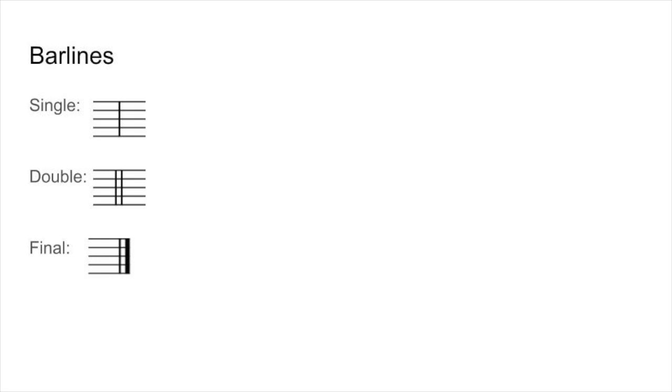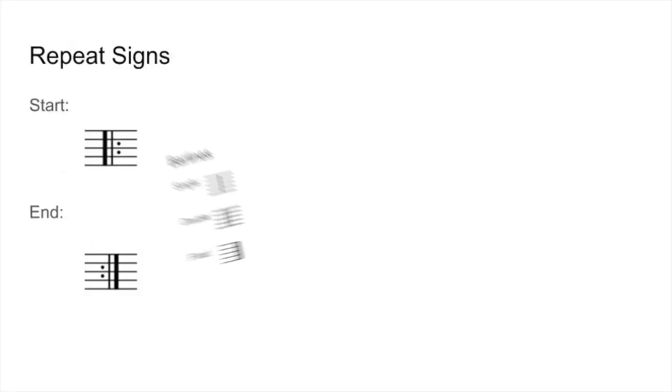Final bar line consists of two lines, one thin and the other thick. It marks where the music ends. Repeat signs have a start and end. Repeat start has a thick line followed by a thin line with two dots. The end mirrors the start repeat. It has two dots, a thin line, and a thick line.